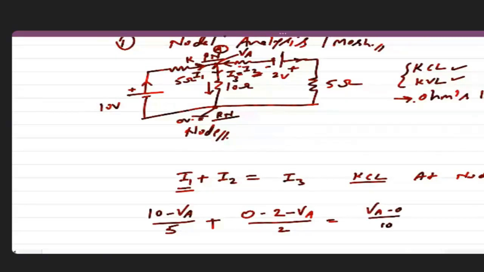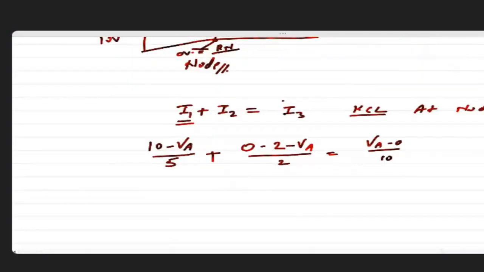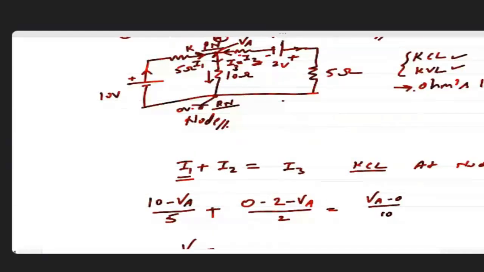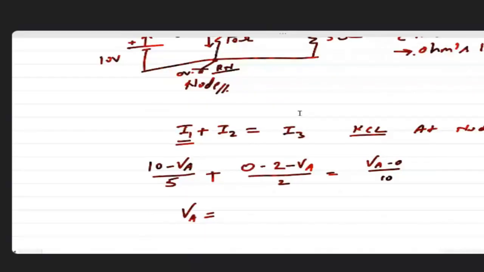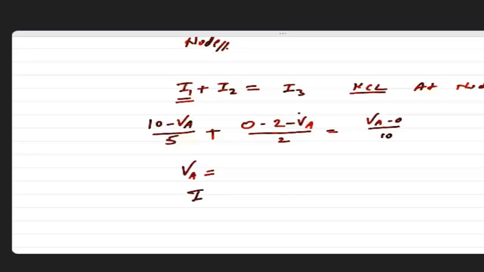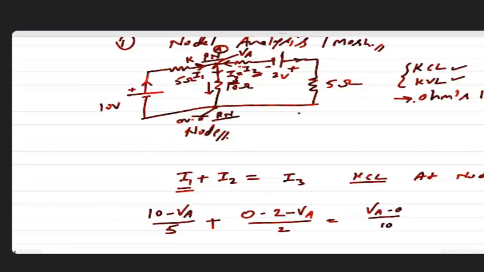So this is a one equation, one unknown problem. In this equation, we can find the value of VA. And after finding the value of VA, what was the question? The question was to find the value of I3, and I3 will be VA upon 10.